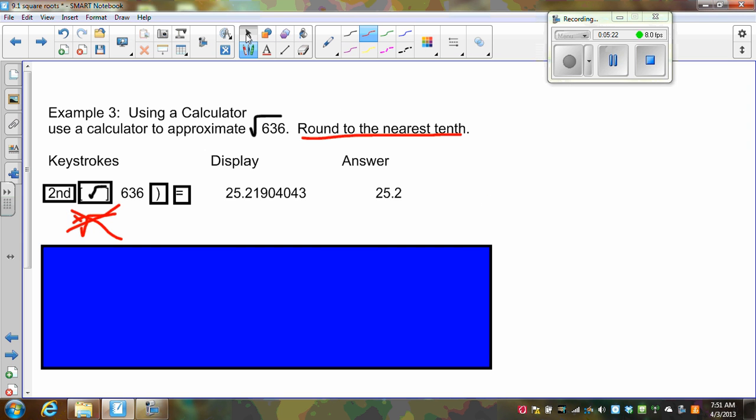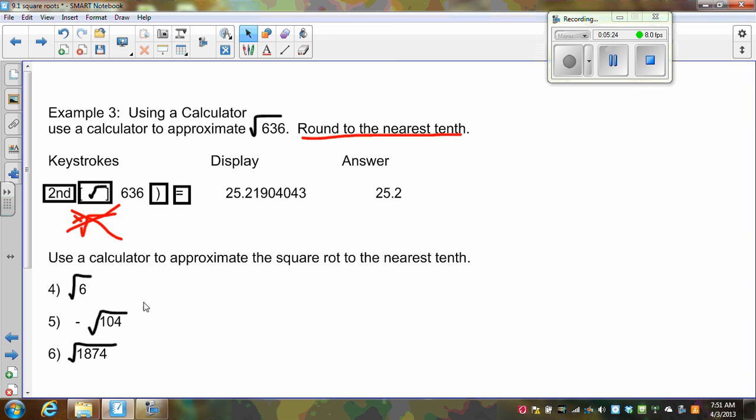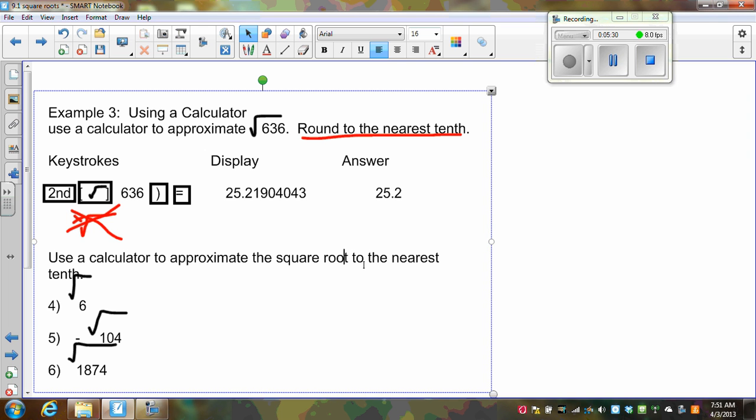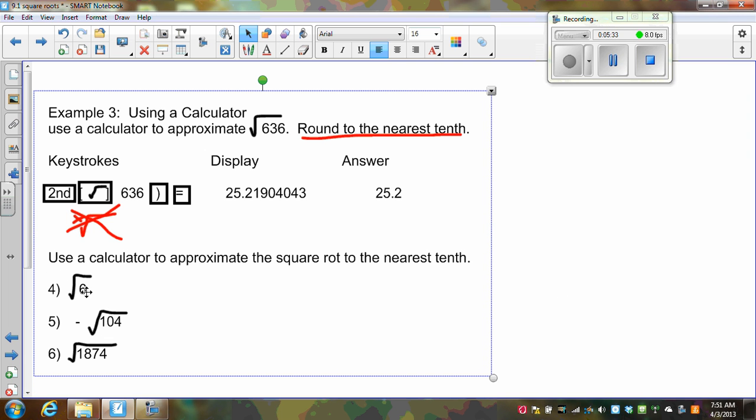So what I'd like you to do is use a calculator to approximate the square root to the nearest tenth. Try the square root of 6, negative the square root of 104, and the square root of 1,874 to practice using your calculator.